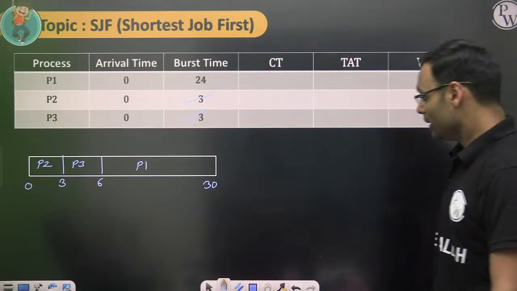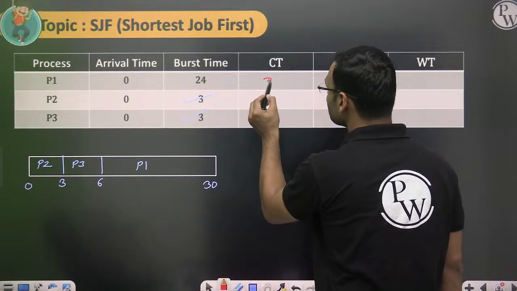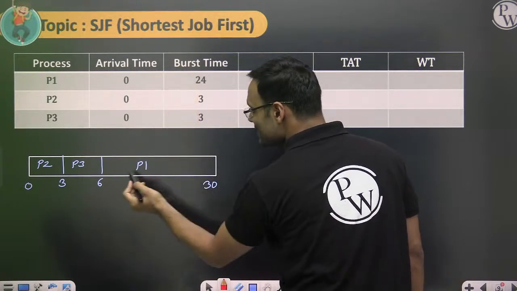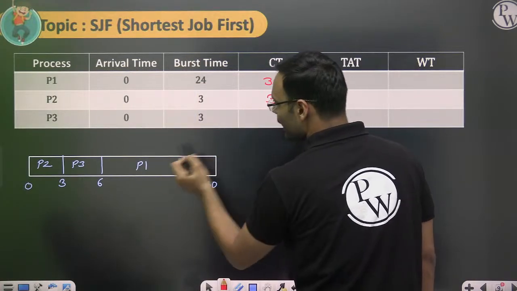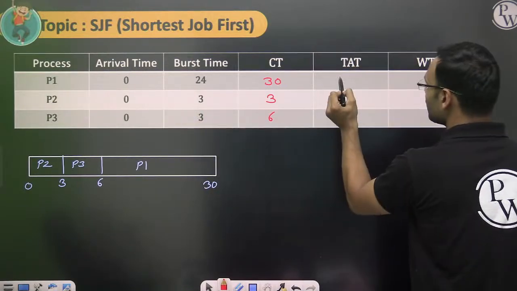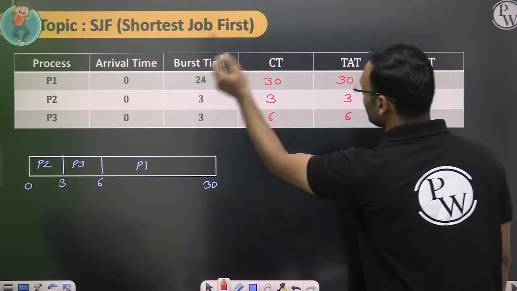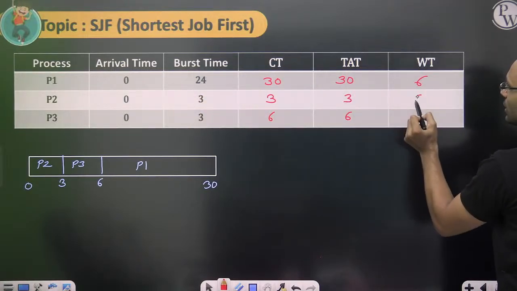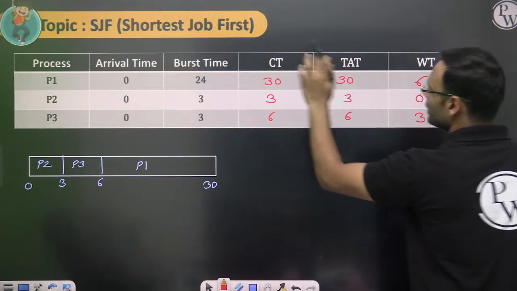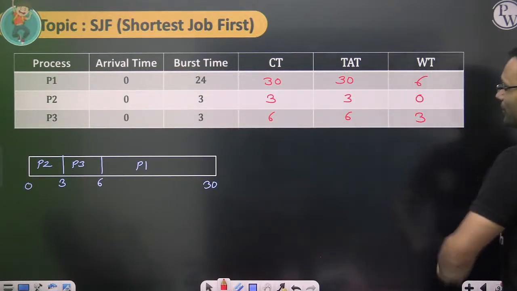Completion time. Just check out the completion time. P1 completes at 30. P2 completes at 3 and P3 completes at 6. Turnaround time is completion time minus arrival time: 30, 3 and 6. Waiting time is turnaround time minus burst time: 6, 0 and 3. 30 minus 24, 6. 3 minus 3, 0. 6 minus 3, 3.